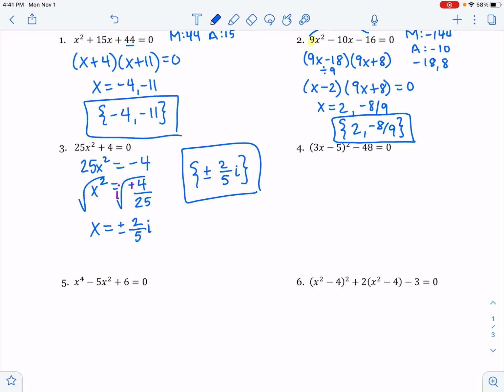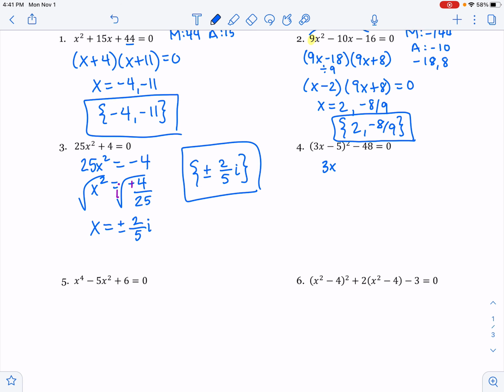Same method for number 4. I'm going to add 48 to both sides. I'm going to get rid of that square by square rooting both sides. It was my idea to square root, so I'm going to do that plus or minus. And then I'm going to break down 48 into 16 and 3. I've noticed I've got a pair already, so I'm going to go ahead and take those out now.